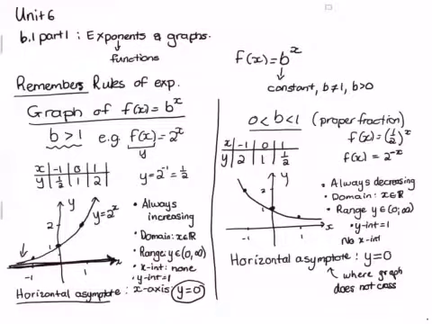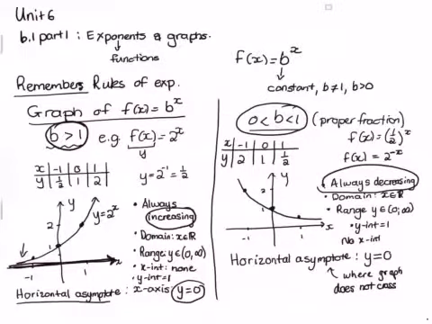So these are your basic ones. The basic info still stays the same. So the only difference, if your base number is bigger than 1, then your graph is always increasing. If your base number is between 0 and 1, your graph is always decreasing.